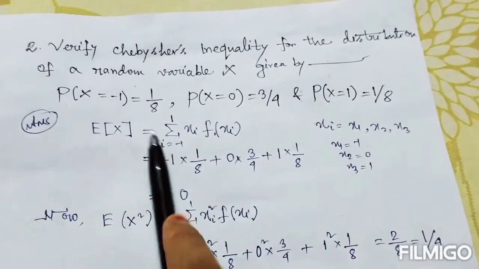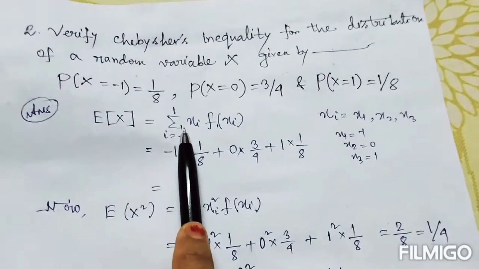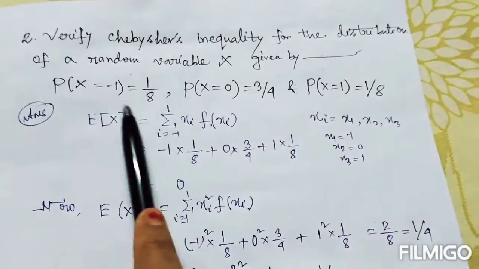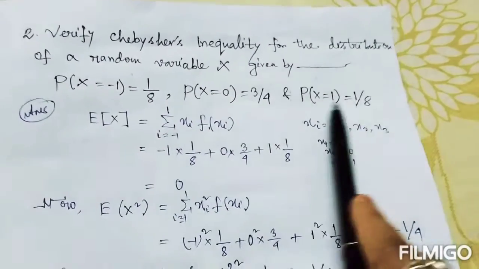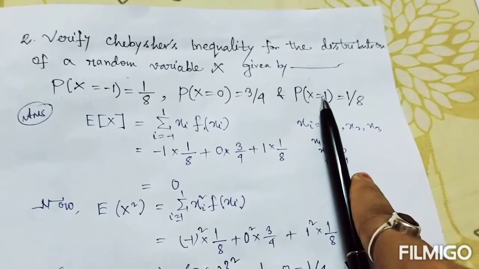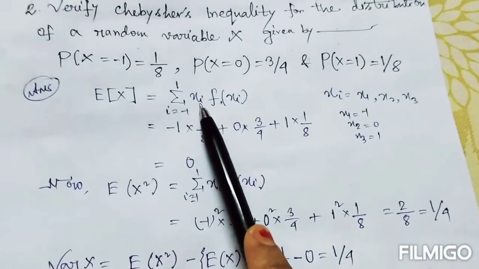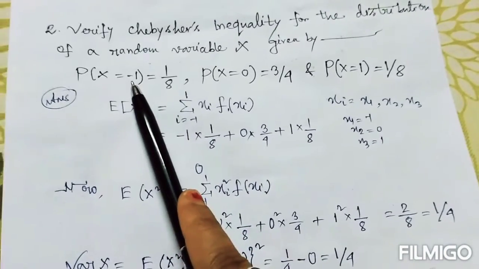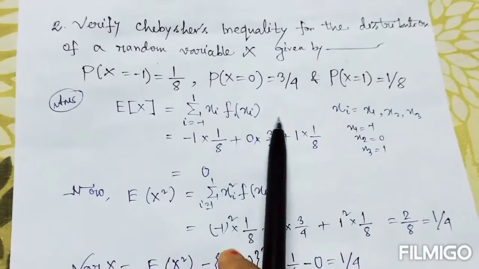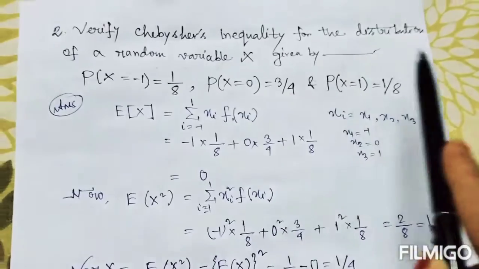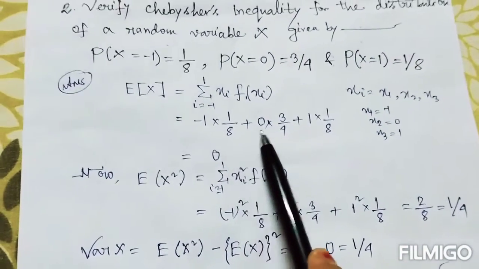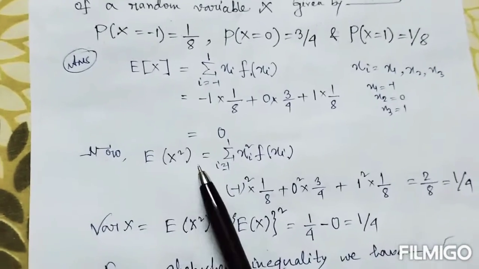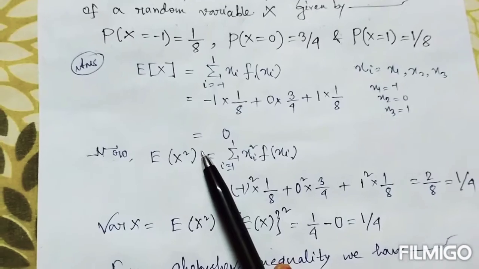At first, we find the mean, that is E(X) = summation over i of x_i times f(x_i), where x is valid from -1 to 1, that is -1, 0 and 1. According to the question, this must be a discrete random variable. The f(x_i) are 1/8, 3/4 and 1/8. So, -1 times 1/8 plus 0 times 3/4 plus 1 times 1/8. The value is 0.